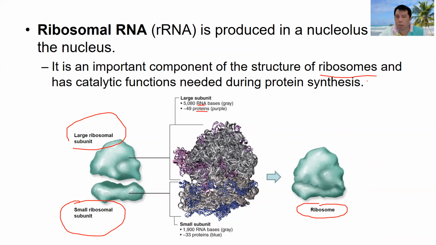The rRNA also has catalytic function, which means this rRNA is an enzyme. They are the enzymes used during protein synthesis. For this chapter, you just need to know the function of ribosomal RNA: it is one of the components of a ribosome, and it has catalytic function in protein synthesis. The details you will study in semester 3.